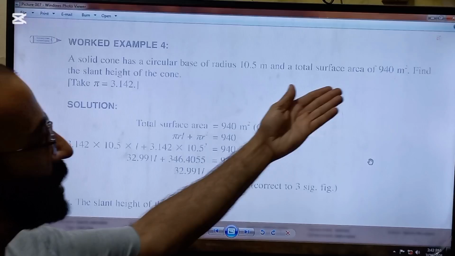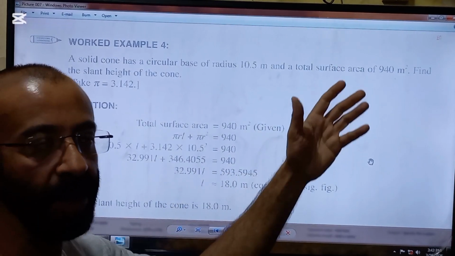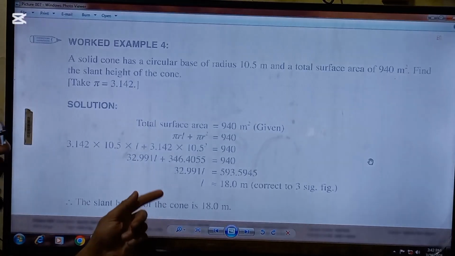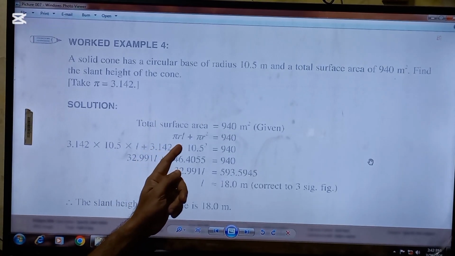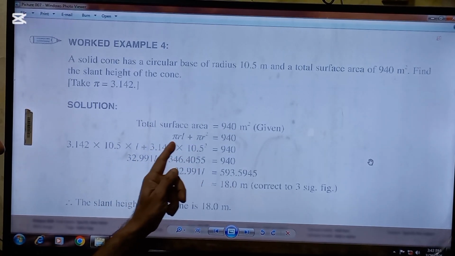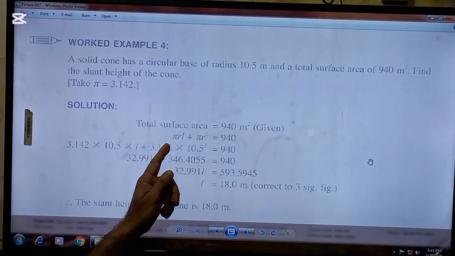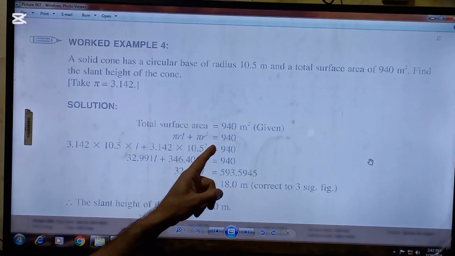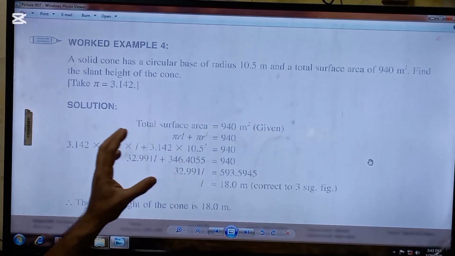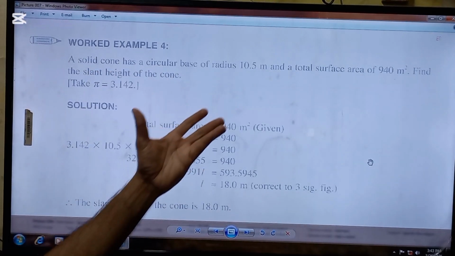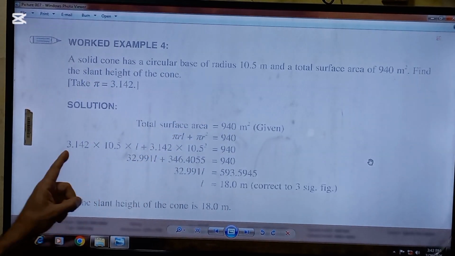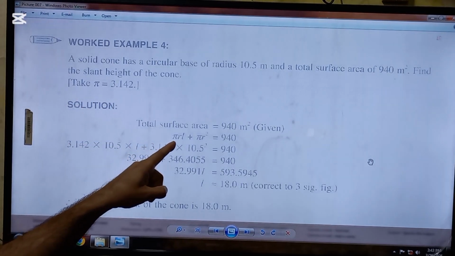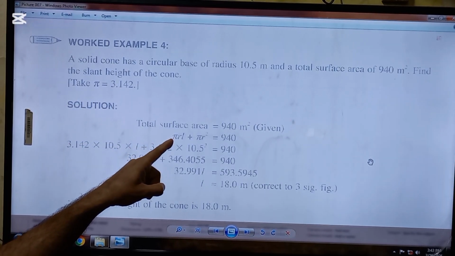Now look here, beta, the total surface area is given, and you have just studied the formula of the total surface area of the cone, which is pi r L plus pi r square. This is given as 940. So 940 will be equal to this formula, and from here we will put all the values given in the question. Pi's value is 3.142, so this value will be placed in place of pi.